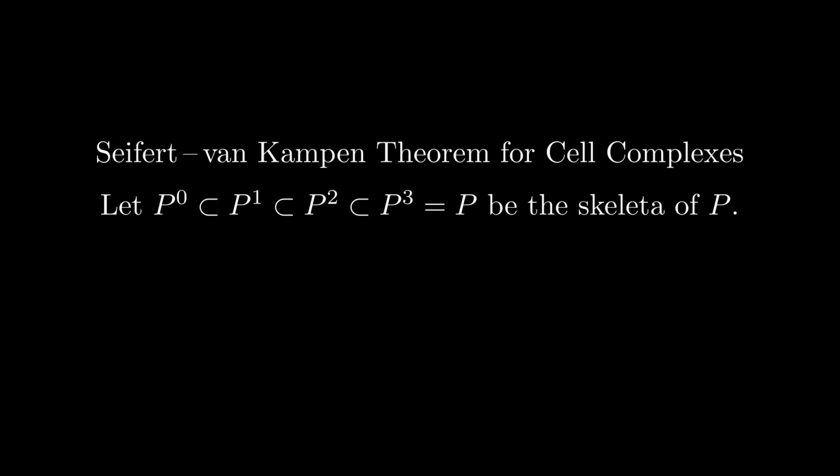Let P0, P1, P2, P3 denote the skeleta of P. Then Van Kampen's theorem says, firstly, that the fundamental group of P is just the fundamental group of its 2-skeleton, and that this is a certain quotient.